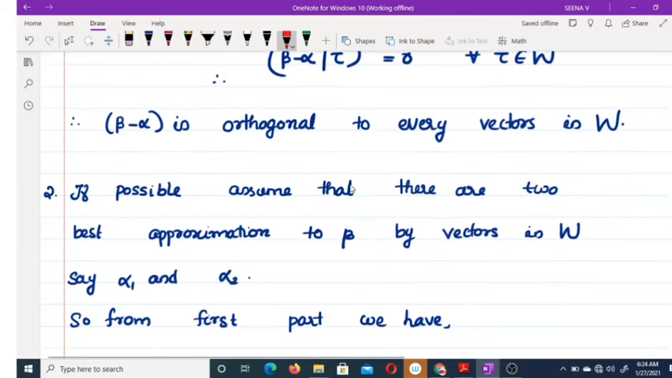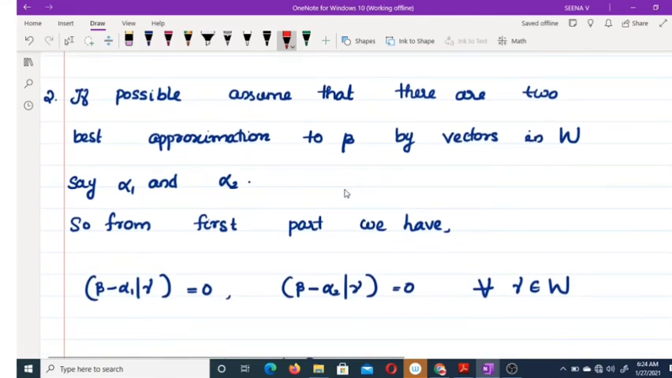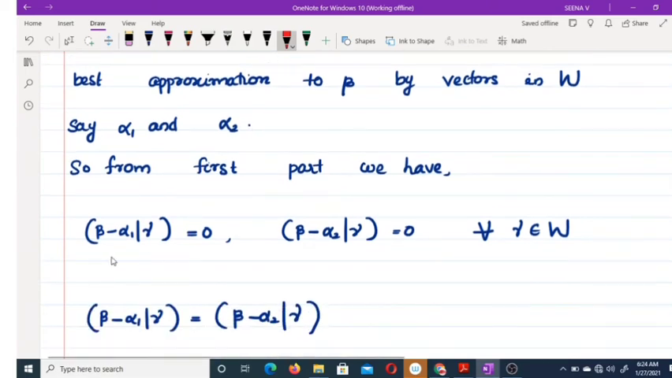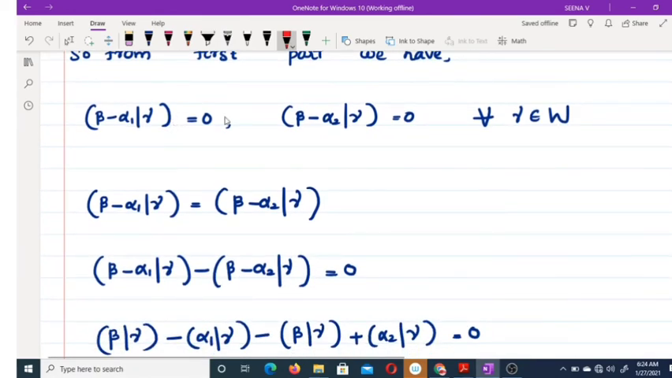Now moving to the second problem. It is very simple. We have to prove the best approximation is unique. So we are taking two best approximations, alpha 1 and alpha 2, and we have to prove alpha 1 equals alpha 2. As alpha 1 and alpha 2 are best approximations, by the first result, beta minus alpha 1 is orthogonal to every vector in W, and beta minus alpha 2 is orthogonal to every vector in W. So each term is equal to 0.